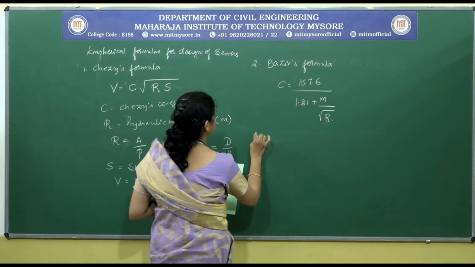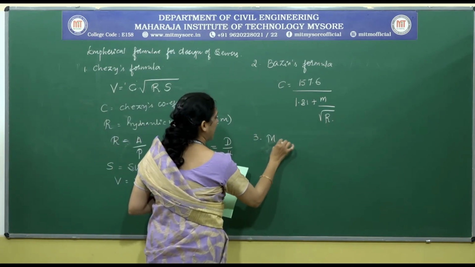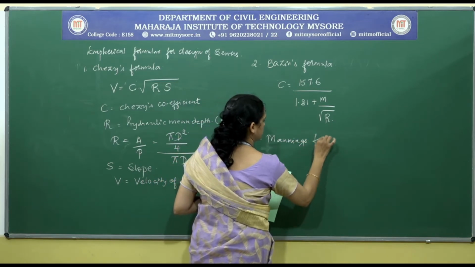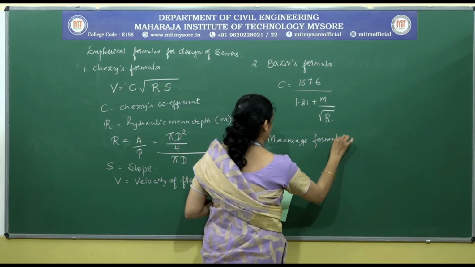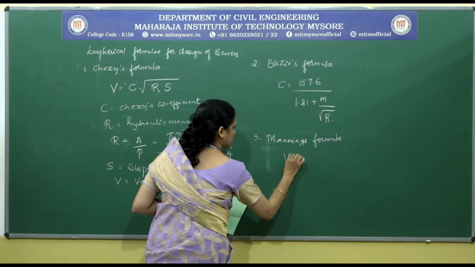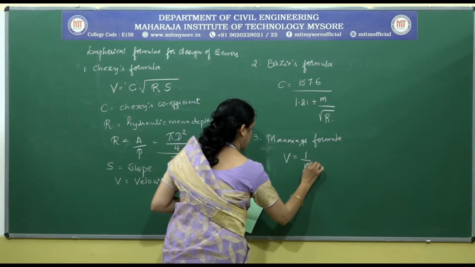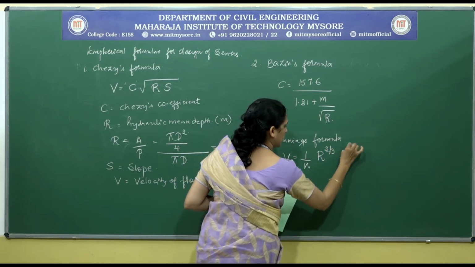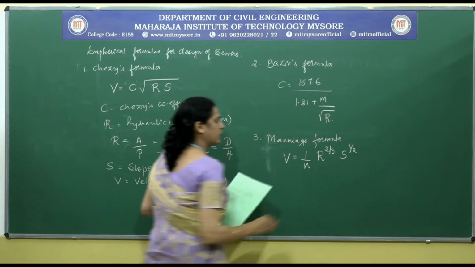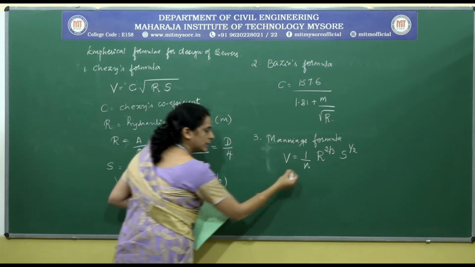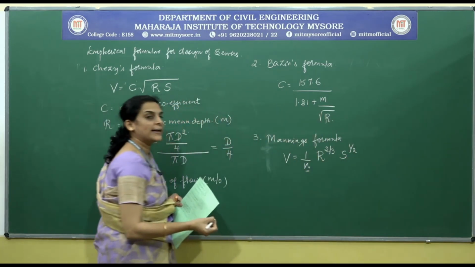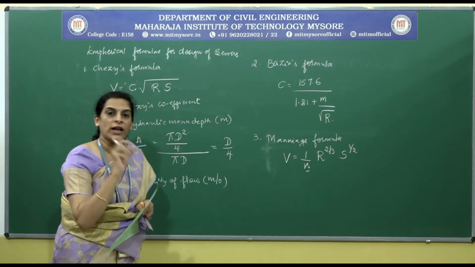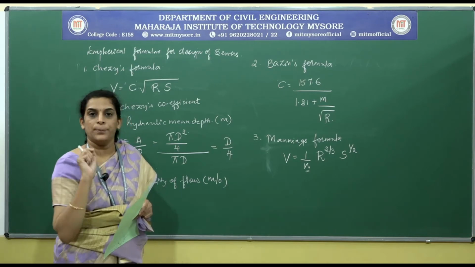Next one, Manning's formula, which states V is equal to 1 by n r to the power of 2 by 3 into s to the power of half, where n is equal to Manning's constant that varies from one pipe material to other pipe material.